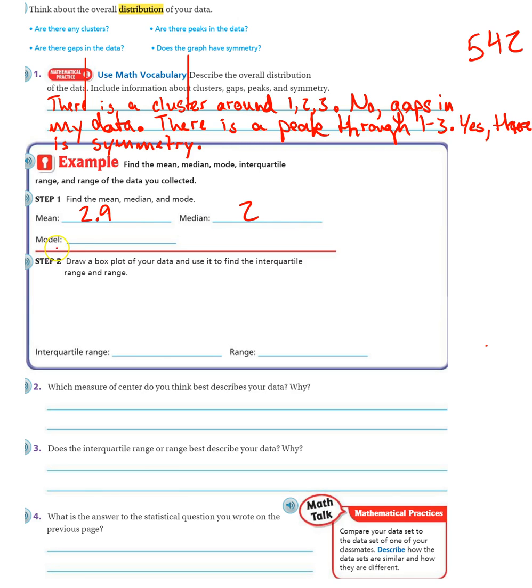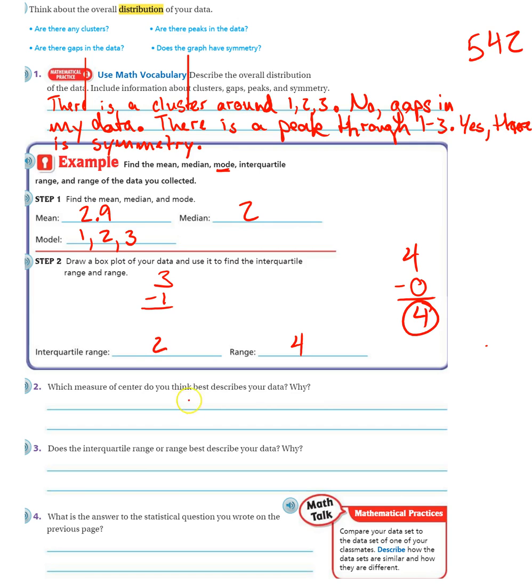And then this says model on mine, but it should say mode. The number that came up the most, I had 3 modes. I had 1, 2, and 3 all came up 7 times. The interquartile range, it was 1 and 3, so that would be 2. And then the range of the whole data, 0 and 4, would be 4 for my data. Remember, take the biggest minus the smallest. That tells you your range. Take the upper quartile and the lower quartile, and that finds your interquartile range.